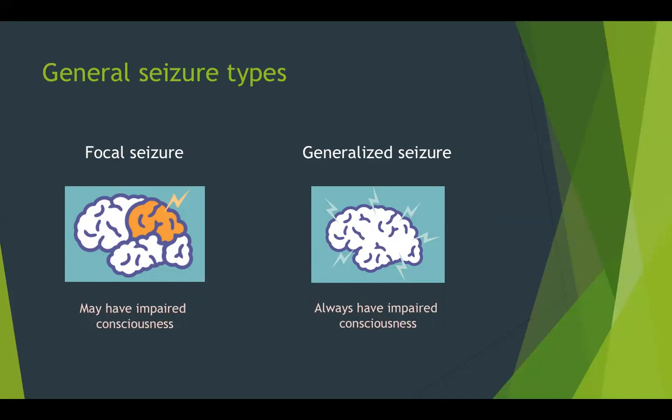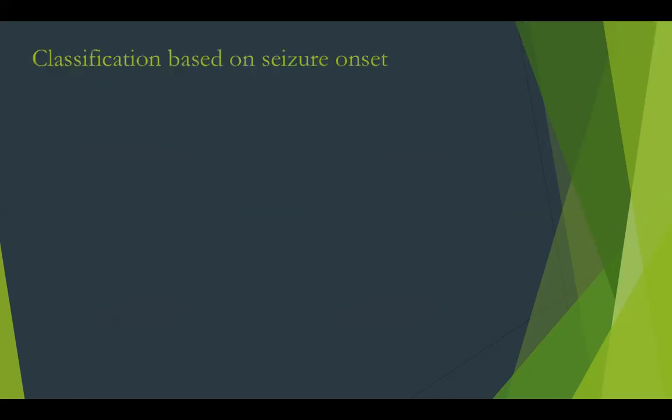On the other hand, generalized seizures are the ones for which we do not have a specific location in the brain isolated. Those are your generalized tonic-clonic seizures, tonic seizures, atonic seizures, and absence seizures, and they basically all involve impairment of consciousness. So if the patient's consciousness is not impaired, chances are this was not generalized seizure activity.